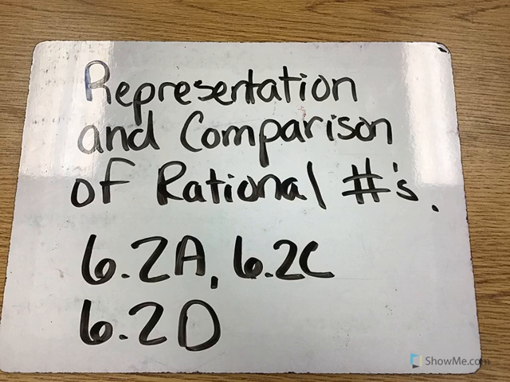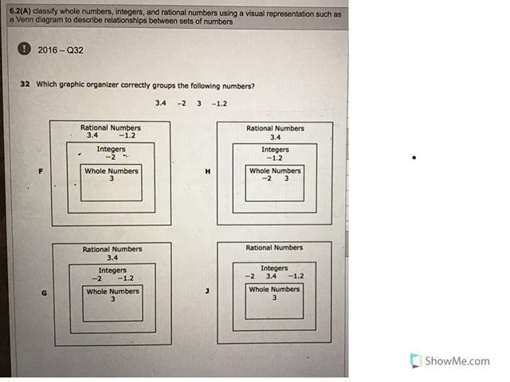All right. Today we're going to be talking about representation and comparison of rational numbers. The TEKS that we're going to be going over are 6.2a, 6.2c, and 6.2d. The questions that I pulled from are from previously released STAAR questions, which you can find on Lead Forward. Let's begin. So, our first one is 6.2a, and it is from the 2016 test.